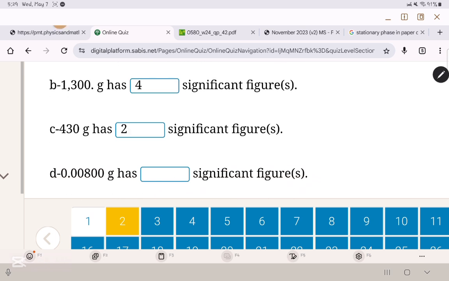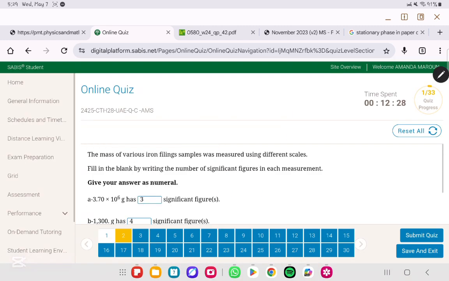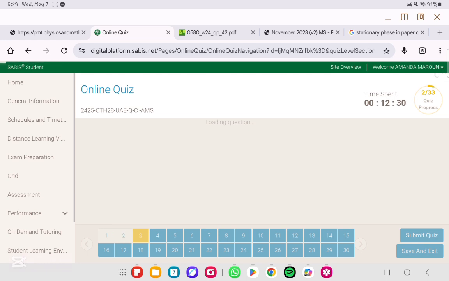Now, here's the important part. Take 800 only. Why? Because these zeros come after a number, and there is no decimal place. If they follow a number that is not 0, then they are insignificant, trailing zeros. So in this case, it only has 1 significant figure. Okay, we move on to question number 3.